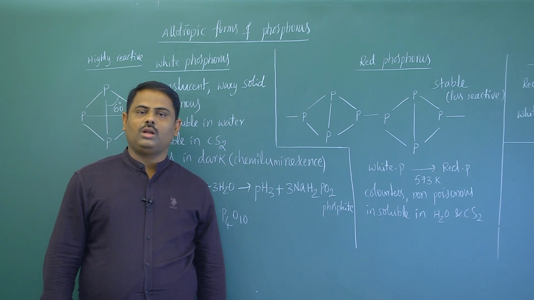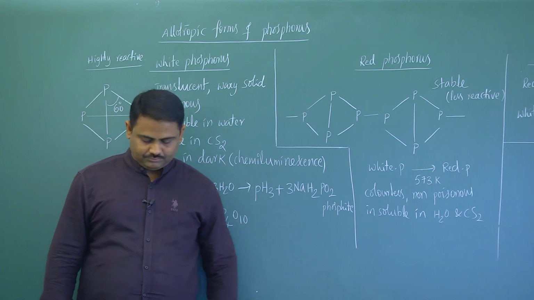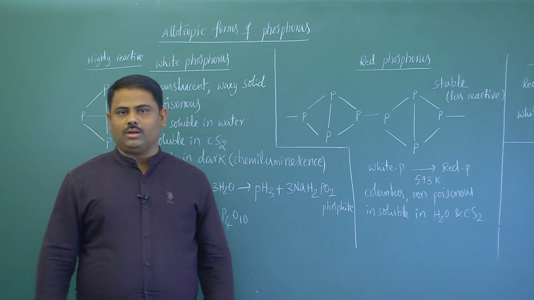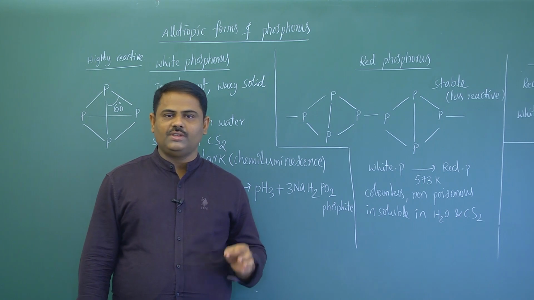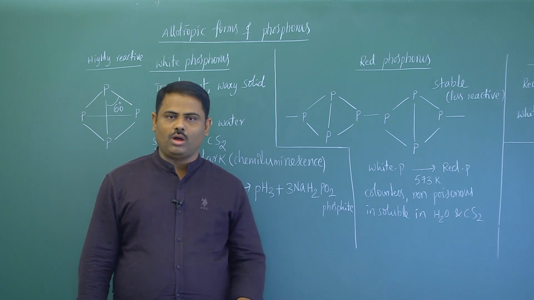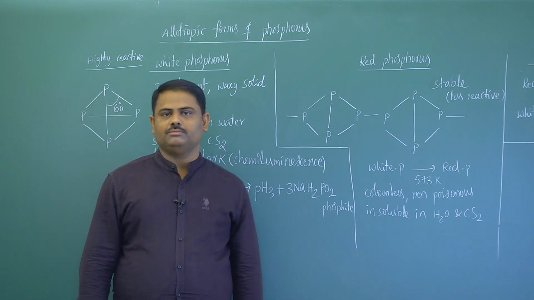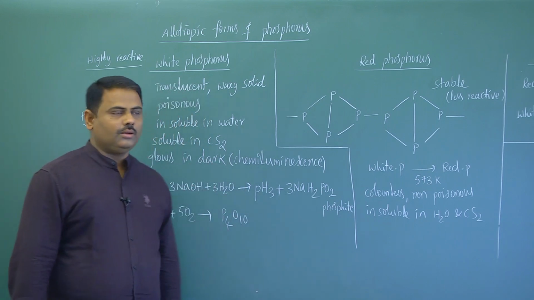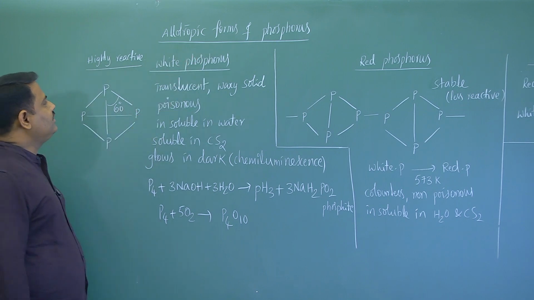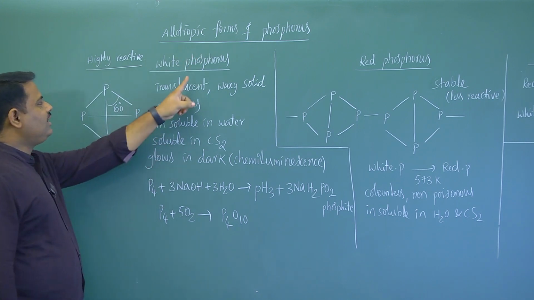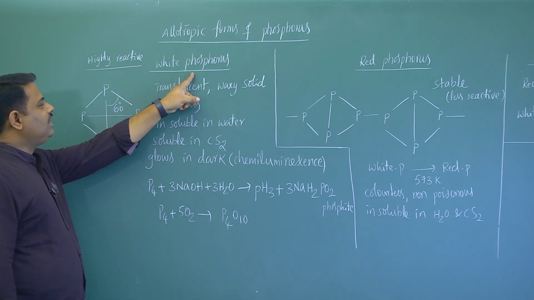Now here, what is allotropy? The phenomenon of existence of an element in more than one physical state is called allotropy. Now here, what are the allotropic forms of phosphorus? First one is white phosphorus.